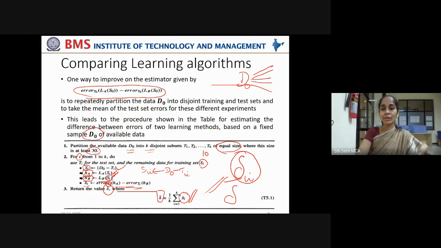I'm repeating: for every iteration, every test set partition, take the difference in the error given by the hypothesis of learning model A and learning model B, add them up for each iteration and take the average. That will give you the average of all the test set errors across all the partitions with respect to learning algorithm A and learning algorithm B. Did you understand this procedure now? Now let us go to the next part.